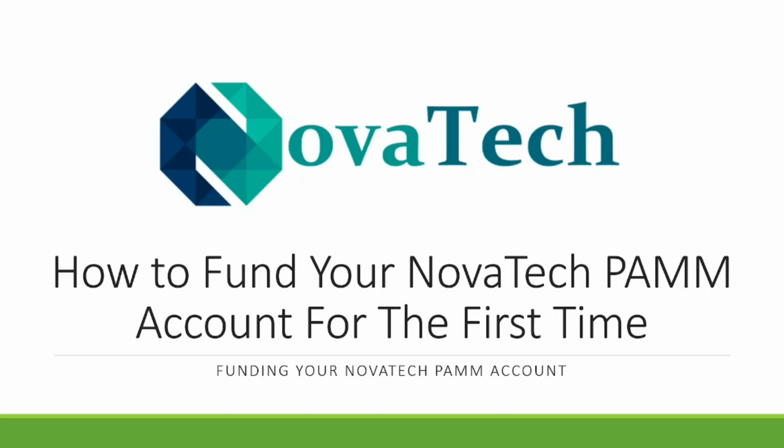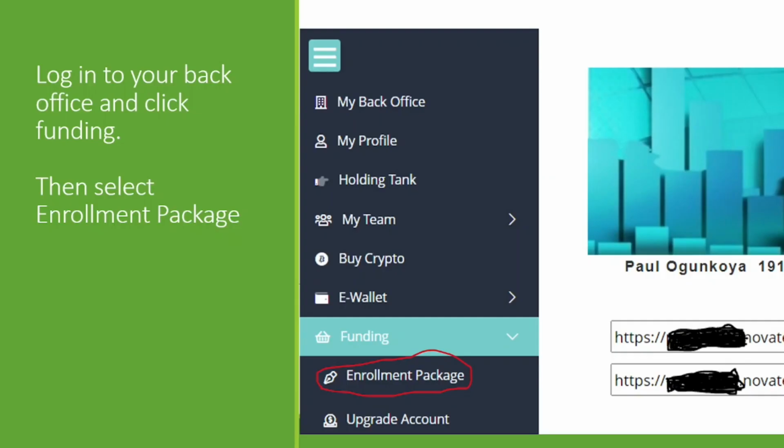Okay, so you've enrolled, you're all registered, you've got access to your back office. Now you want to fund your PAM account for the very first time. Well, the first thing you need to do is log into your back office. And once you're in your back office, you need to click on funding on the navigation bar, right? So when you click on funding, it will give you some other options under funding. And the one you want to click when you're funding your account for the very first time would be the enrollment package option. So once you click funding, you select enrollment package.